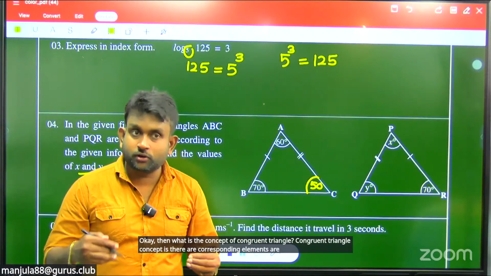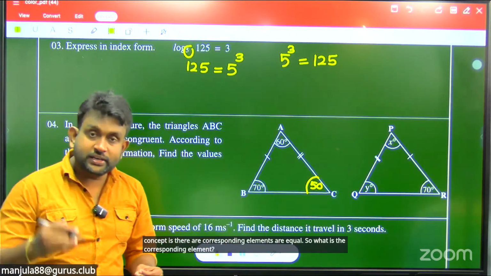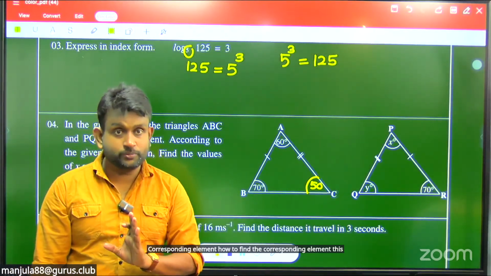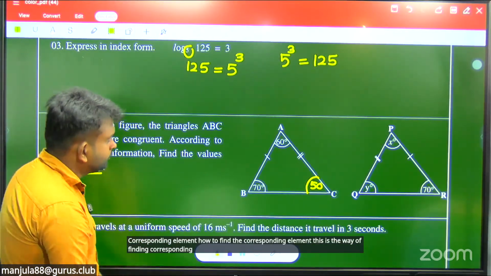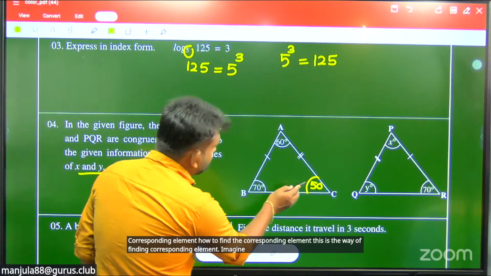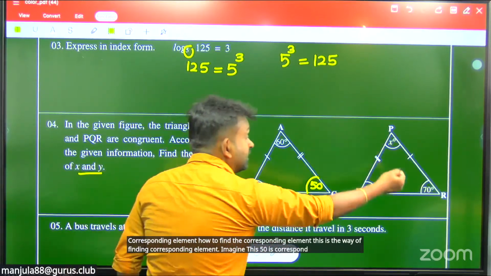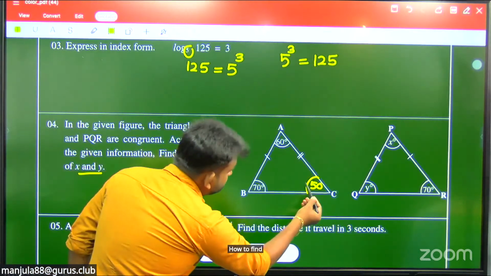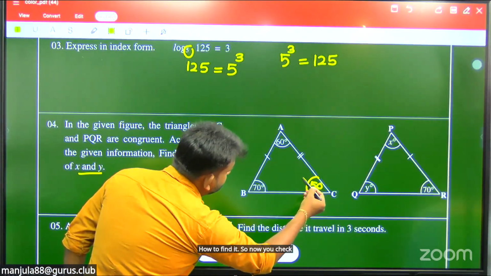So what is the corresponding element? How to find the corresponding element? This is the way of finding a corresponding element. Imagine this 50 is corresponding to which angle of the other triangle? How to find it? So now you check this 50's front side.